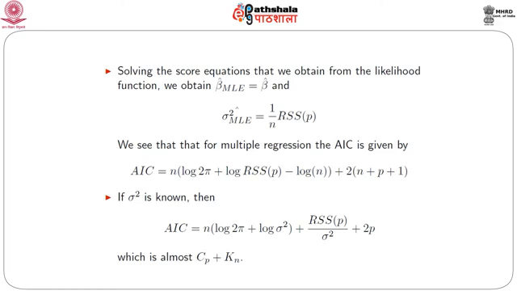So solving the score equations from the likelihood function, we obtain beta hat MLE, which equals beta hat, and we obtain sigma hat square MLE, which equals 1 over n times the residual sum of squares of the model with p predictors. We see that for multiple regression, the AIC is given by AIC equals n times log 2 pi plus log of the residual sum of squares for the model with p predictors minus log n, plus 2 times (p plus 1). If sigma square is known, then AIC equals n times log 2 pi plus log sigma square, plus RSS_p divided by sigma square, plus 2p.